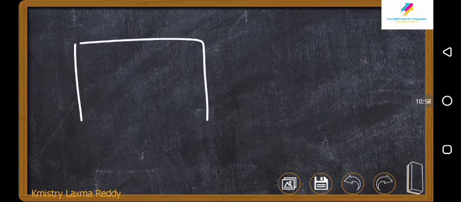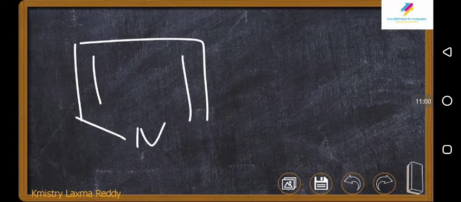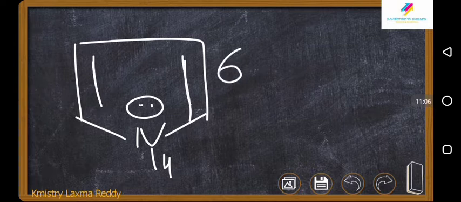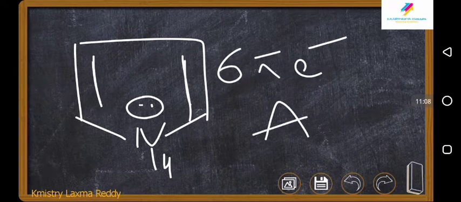The same compound you can write for nitrogen. Nitrogen's lone pair will be there. This lone pair, two electrons, and two electrons. 6 pi electrons are there. So this is also aromatic. This compound is called pyrrole.